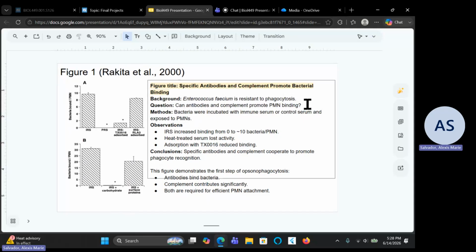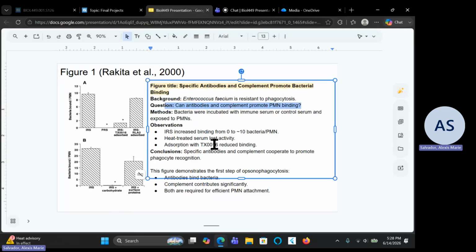So does this answer the question? Yes, it does. Specific antibodies and complement coat bacteria and promote PMM binding, basically.